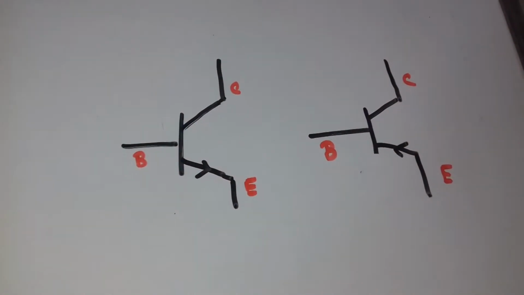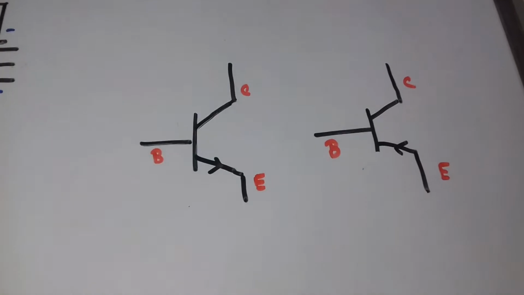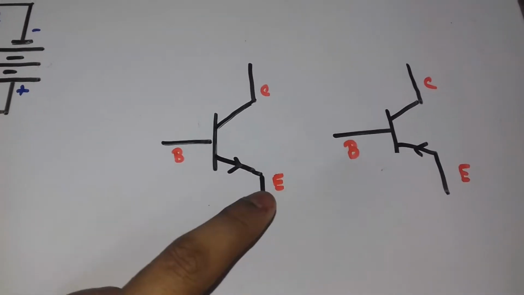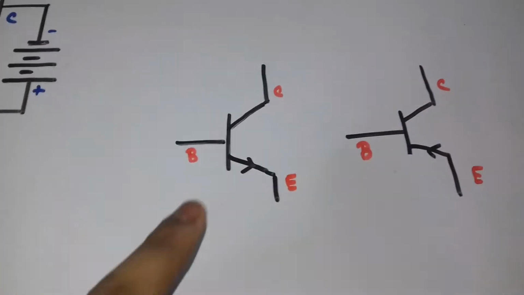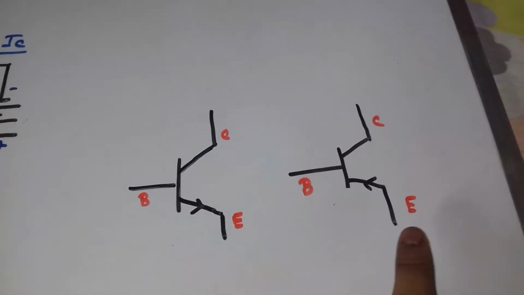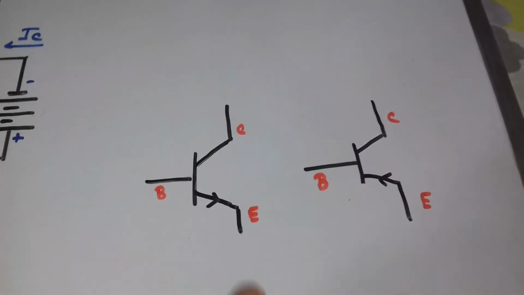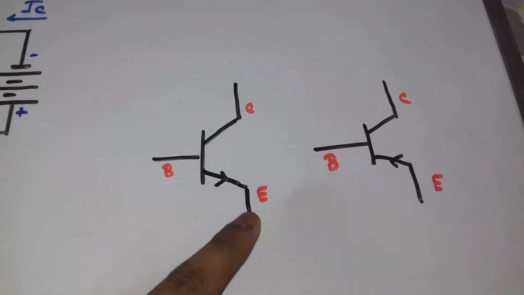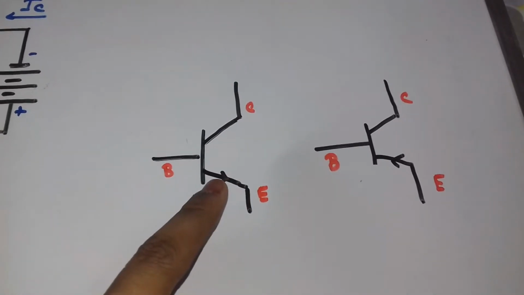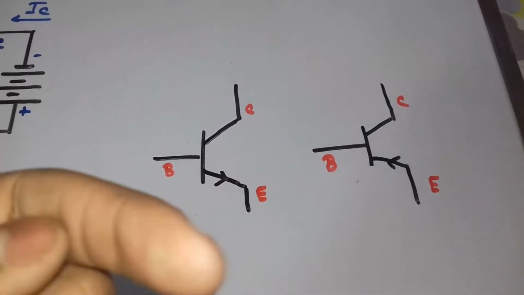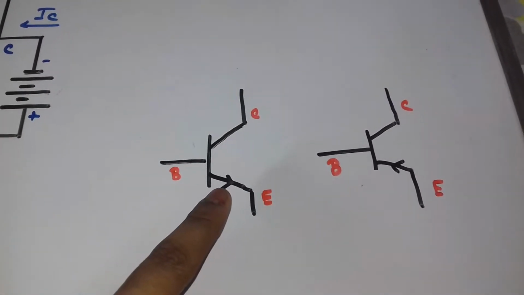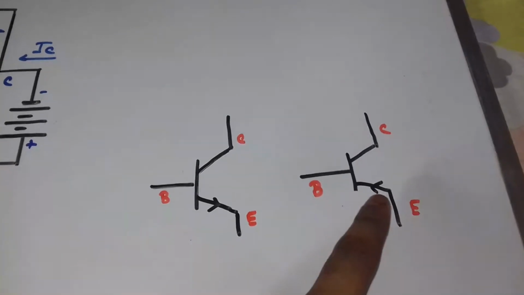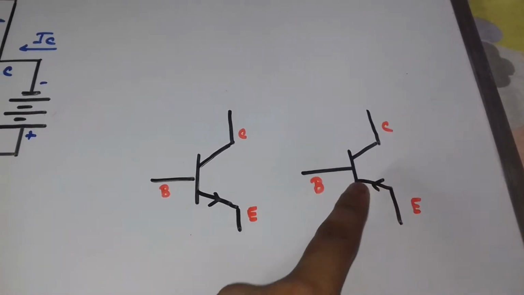Now let's take a look at the symbols which we use to represent the transistor. This is an NPN transistor, with the E, B and C terminals, and this is a PNP transistor, the E, B, C are here. How can you remember the NPN transistor? Here the current is going out, so we can say it is N, and for PNP the current is entering, so PNP.